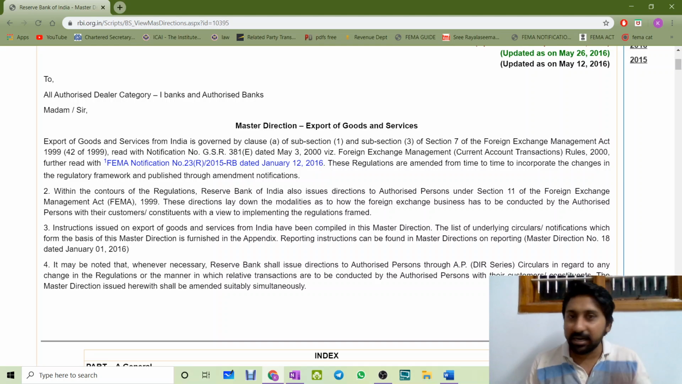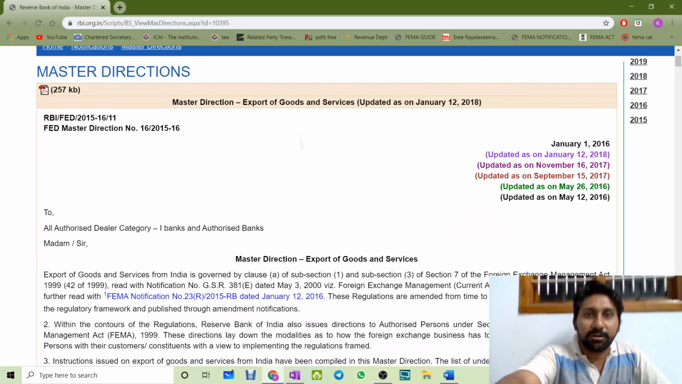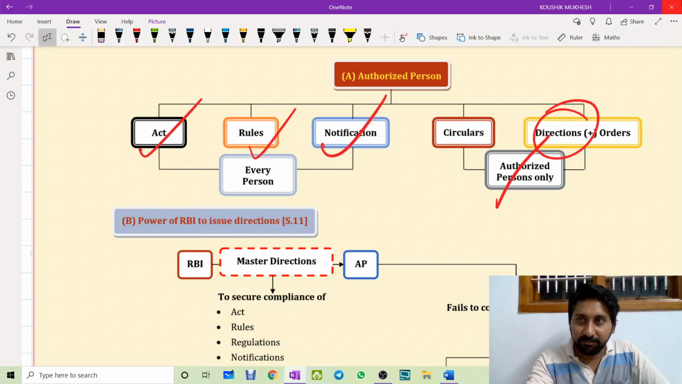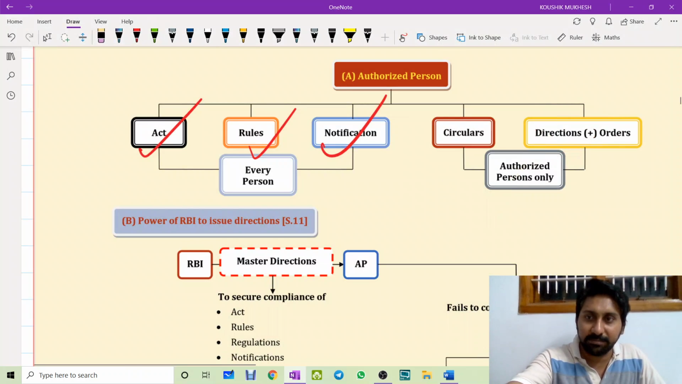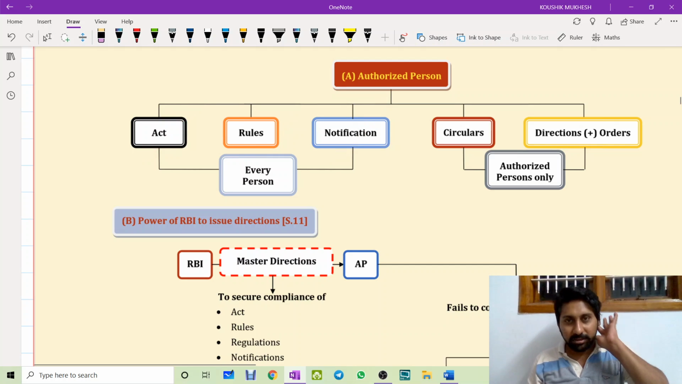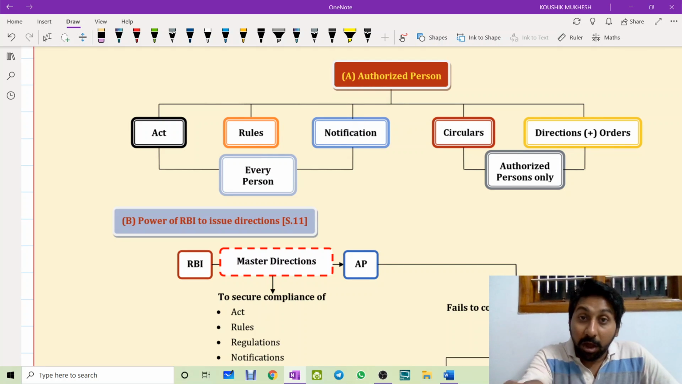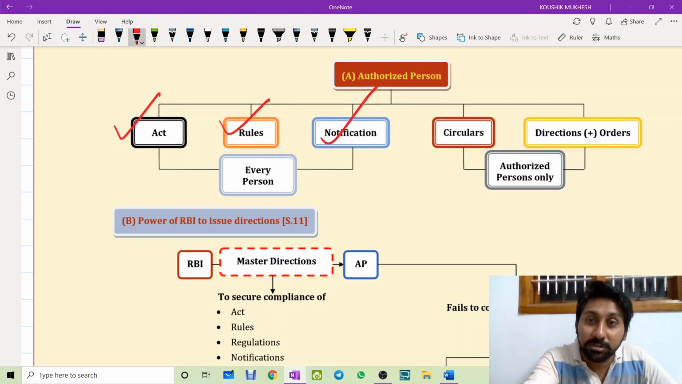So master directions on export of goods and services. These master directions are given to whom? Authorized dealers, addressed to authorized dealers, not to you and me. For knowledge's sake I've shown this, not for exams. One thing you need to be clear about: an authorized person has to comply with the act, rules, notifications, circulars and directions, but you and me, only these three.